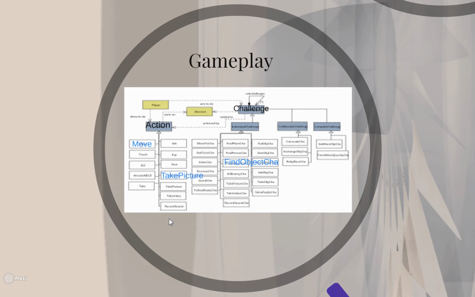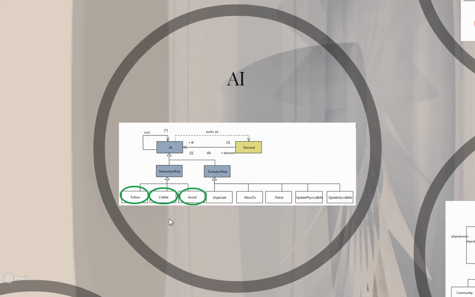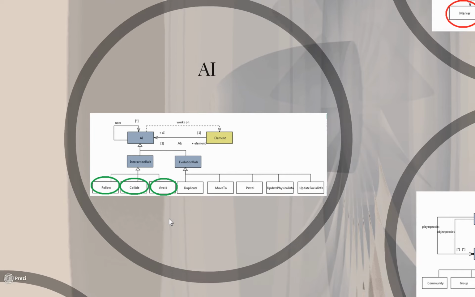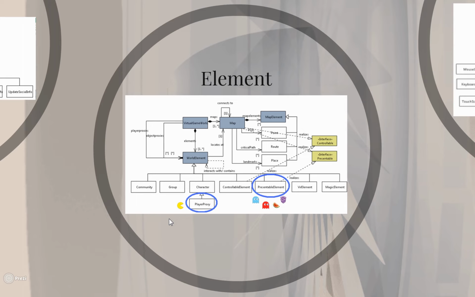Typical actions in pervasive games can be like physical movement or physically taking a picture of something, while a challenge of finding some object may probably be overcome by a combination of them, moving to an object and taking a picture of it. For AI perspective, some procedure patterns are collected. For instance, we use the follow AI in the real Pac-Man games, indicating an enemy should by default follow the Pac-Man. And in element perspective, Pac-Man as the player proxy and enemy fruits as common visible elements are used.